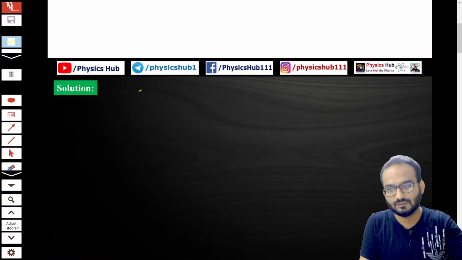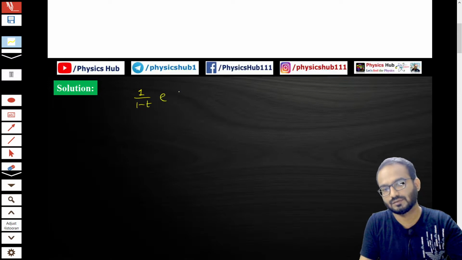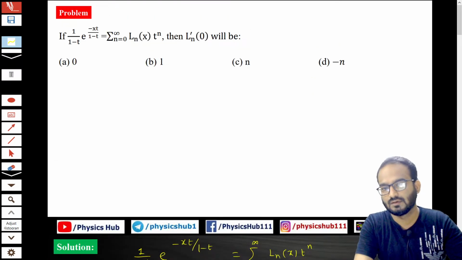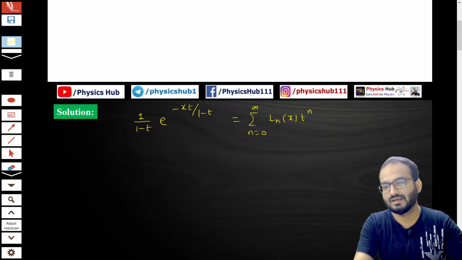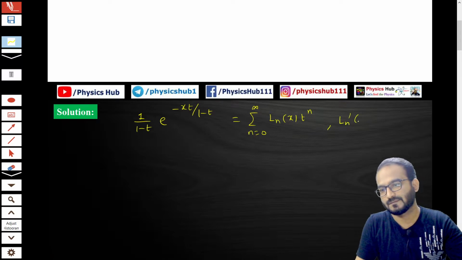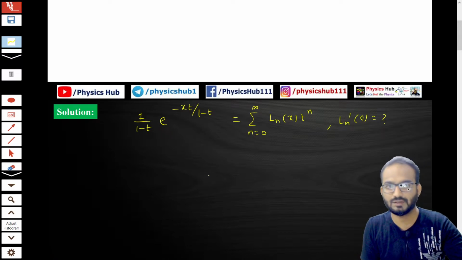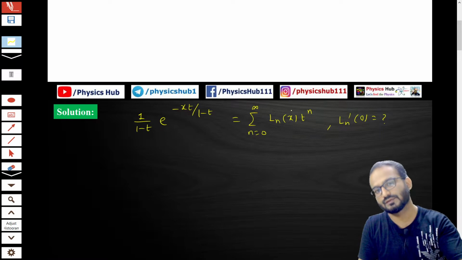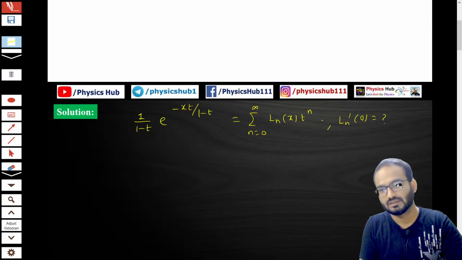Okay, so it is given: 1 by (1 minus t) to the power minus x, into exponential of minus x t by (1 minus t), is equal to the sum from n equals 0 to infinity of L_n of x t to the power n. This is given to us. So we have to find out L_n prime of 0. You see this is L_n of x. So if you can find out L_n prime of x, and if you put x equals 0 later on in that expression, then we can easily find out L_n prime of 0.